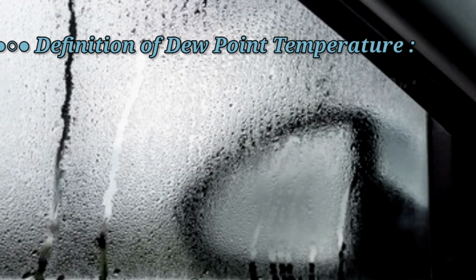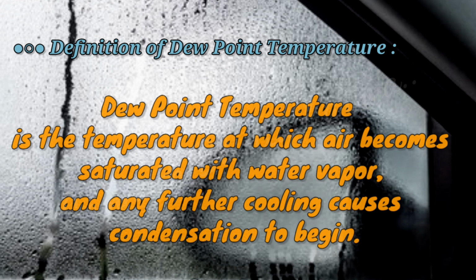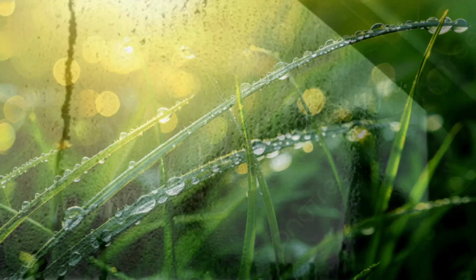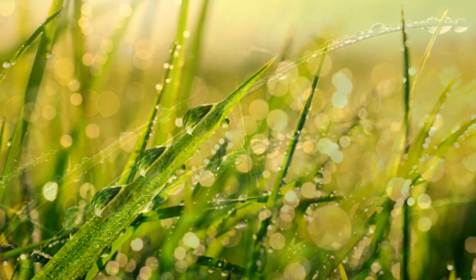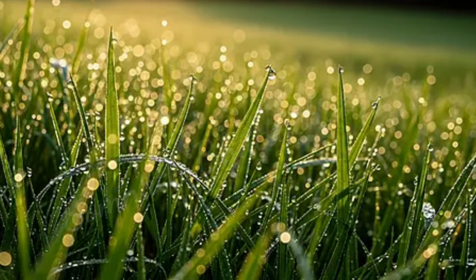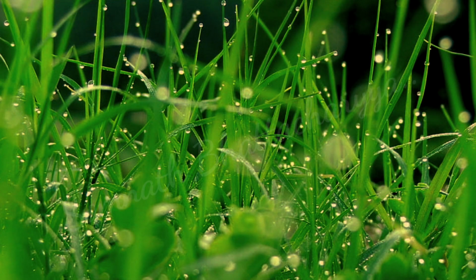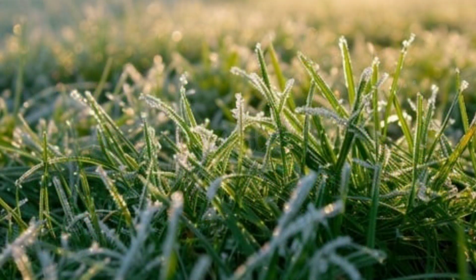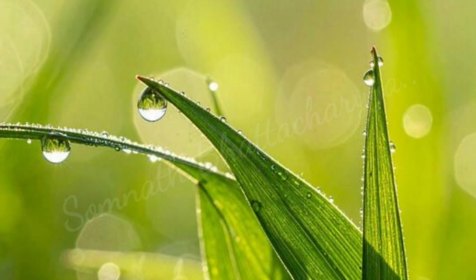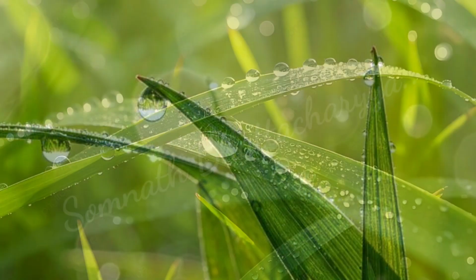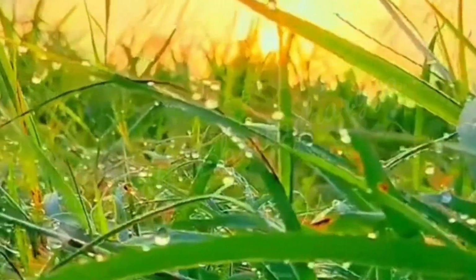Definition of dew point temperature: dew point temperature is the temperature at which air becomes saturated with water vapor, and any further cooling causes condensation to begin. Why does more dew form in winter? During winter nights, temperatures often drop significantly. As the air cools, it easily reaches its dew point temperature. Once the dew point is reached, condensation begins, producing plenty of dew on surfaces. That is why winter mornings are often covered with sparkling dew droplets.